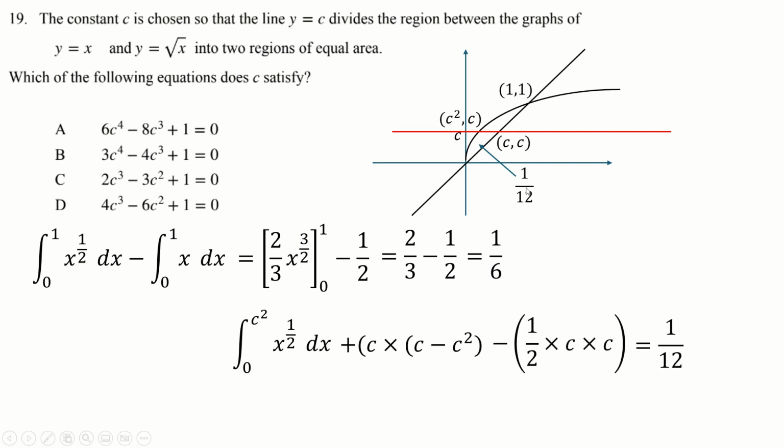This looks like it should give me an equation in terms of c. Integrate this. We actually already did this integral, right? It just ends up being this, put in c squared, and you just end up with this here. So that's all fine. And then this is just c squared minus c cubed, and this is just a half c squared, and that equals a 12th.